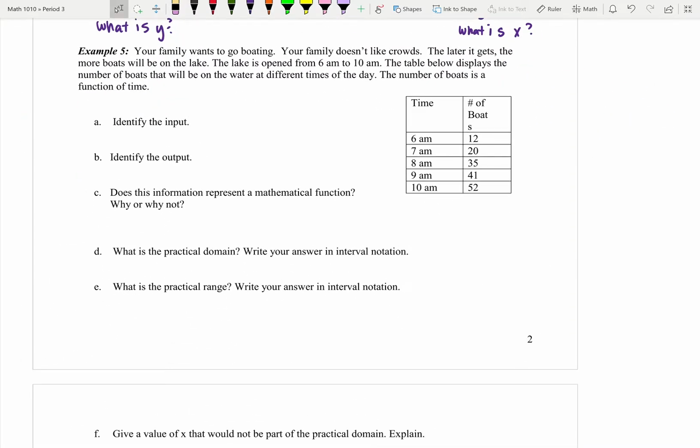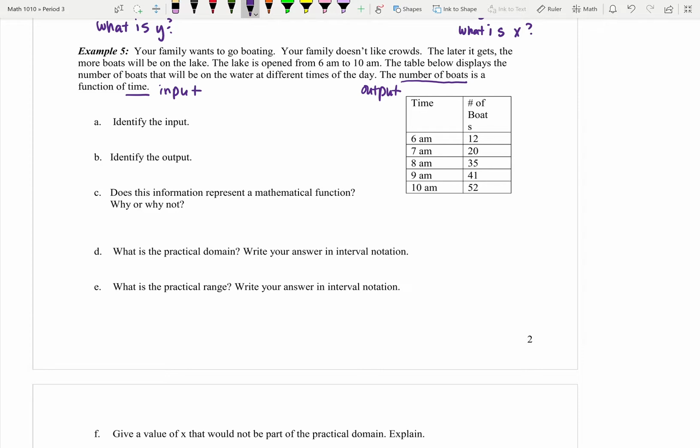Okay, example 5. You're going boating. Your family doesn't like crowds. The later it gets, the more boats that will be on the lake. The lake is only open from 6 a.m. to 10 a.m. The table below displays the number of boats that will be on the water at different times of the day. The number of boats is a function of time. So, number of boats, right here, that's the output. Remember, you say output is a function of input. So just by that sentence, I know that boats is the output and time is the input.